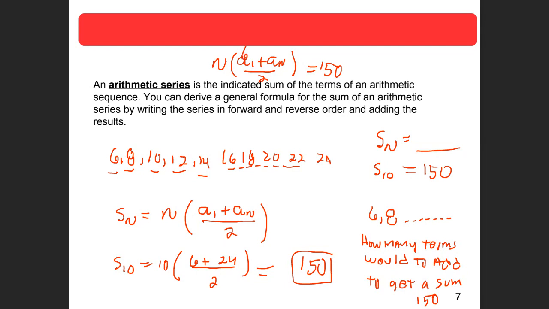Do we know the last term? The answer would be no, we don't. So how are we going to do this problem if we don't know the last term is 24? Can we write an equation for this? No, but we can calculate it by using literal equations, because it's asking us for the n value, and we don't know what the n value is.